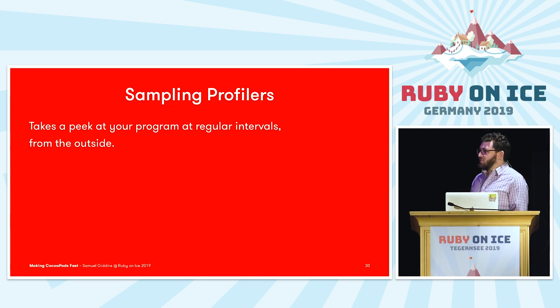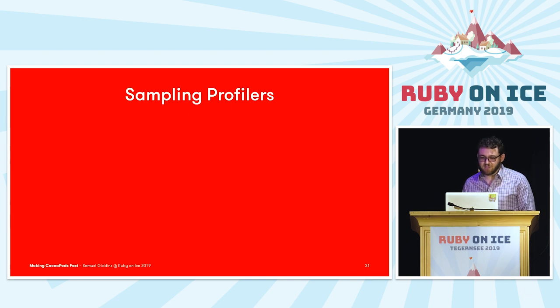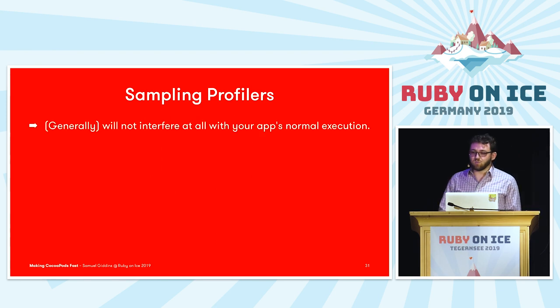Then we get to sampling profilers. They work by taking a peek at your program at regular intervals, maybe every 10 milliseconds, but from outside the program. They don't require hooking into any method calls. And that's really great if you're trying to profile something in production, for example. They generally won't interfere at all with your app's normal execution, presuming they're bug-free.